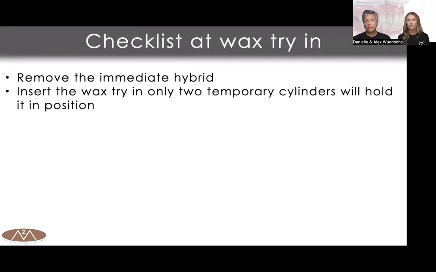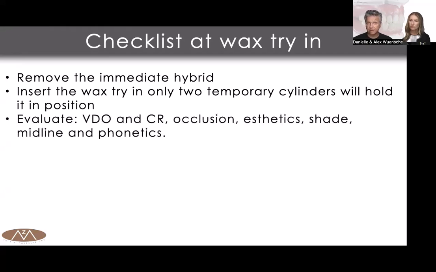So then, we set up teeth in the lab, or we print a prototype when we go digital, but in this case we're doing a tooth setup. So you get the tooth setup, the wax try-in, remove the immediate hybrid, insert the wax try-in and screw it in, basically. And then evaluate the VDO and centric relation.